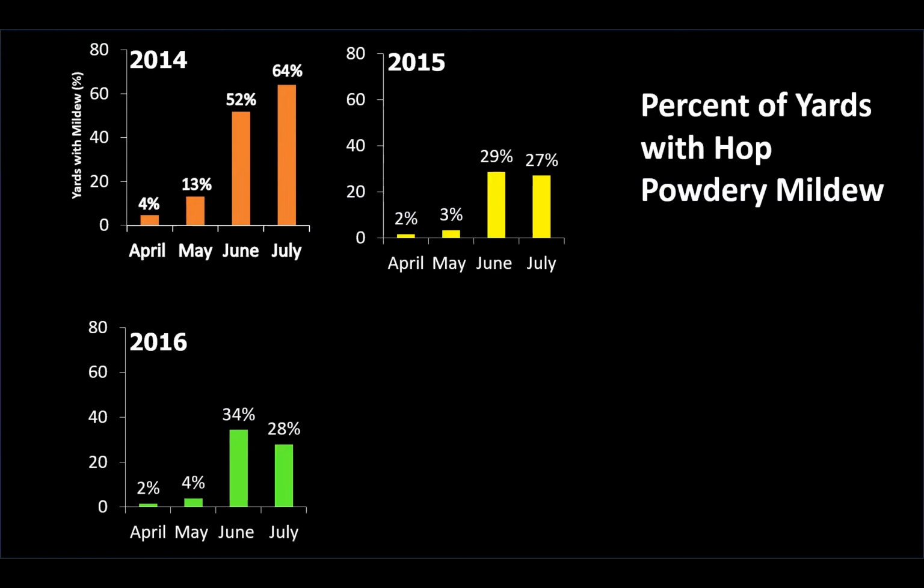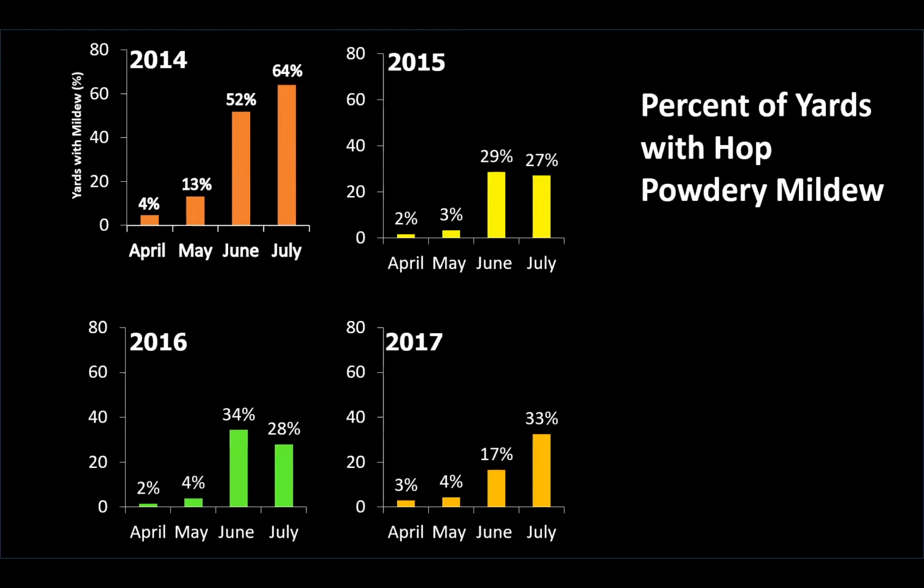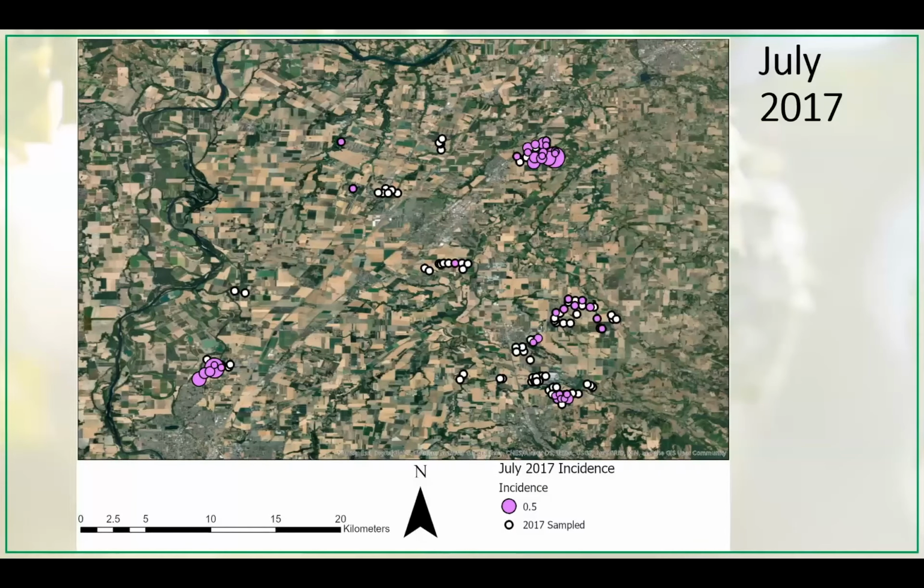Similarly in 2016, as well as 2017. Let me go back to that map real quick. And you can see that we focus kind of on the eastern extent here. And the reason why is because the western extent did not have historically as much or any powdery mildew that we were able to find.